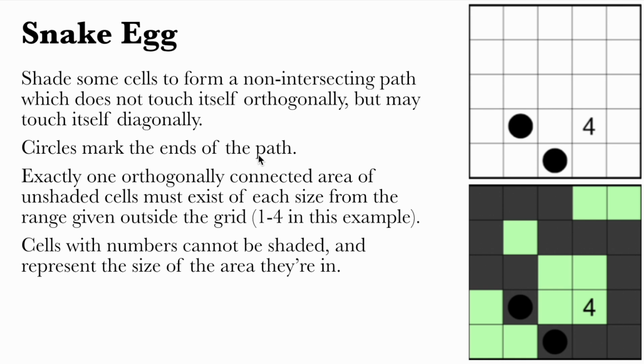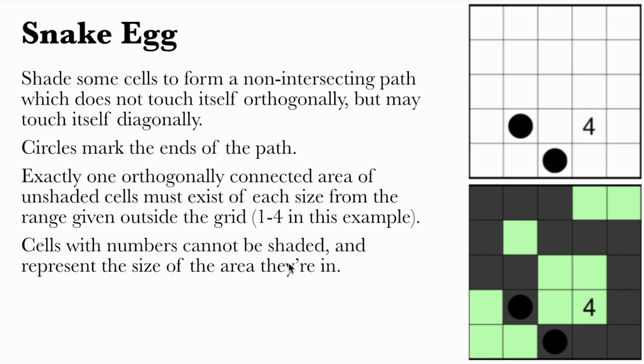Circles mark the ends of the path, so these two circles indicate those are the start and finish of the path, wherever it goes. Exactly one orthogonally connected area of unshaded cells must exist of each size from the range given outside the grid, 1 to 4 in this example. So when you get a snake egg puzzle, outside the grid it's going to give you a range, which is 1 to 4 here, and we must have exactly one region of size 1, like this one right here, a 2, a 3, and a 4, and nothing else.